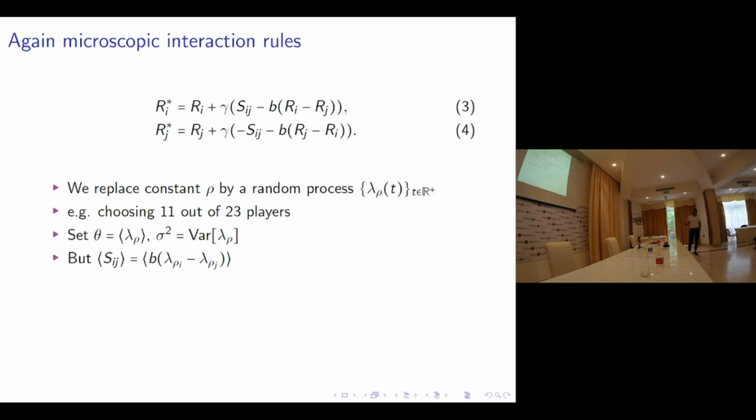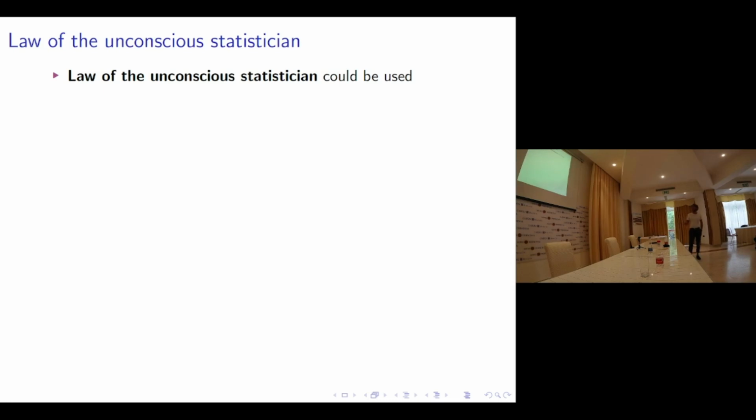We have B is nonlinear, so different than before, I can't pull it in the expected value. So this made us some troubles. I was reading a lot of probability books, and you could use to solve this problem the law of the unconscious statistician, but I won't use it, though I think it's just a great name. Like, why do they have so cool names? And I will tell you why I won't use it.